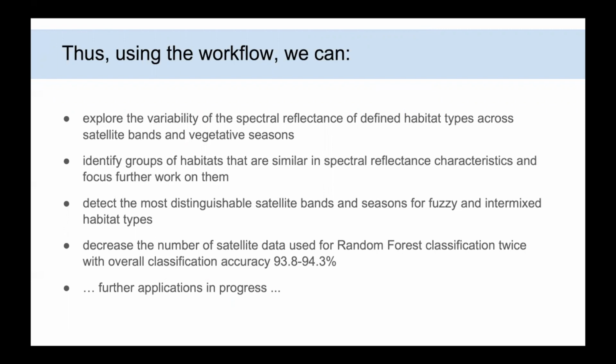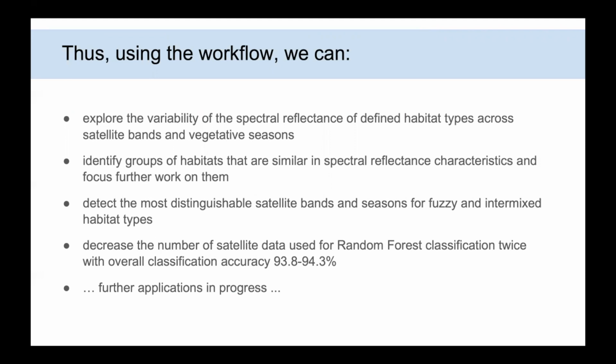We think that vegetation or habitat mappers need a flexible tool to explore the spectral features of the habitats or land cover classes, at least to decide which seasons and bands should be used and why. Here you can see some of the practical applications we did with our data. So we explored the variability of the spectral reflectance across satellite bands and vegetative seasons.